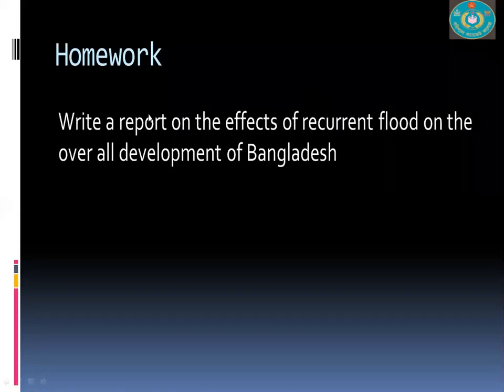Now, your homework. So we have covered how to write a report, what are the parts of a report, and what are the types of reports. With that knowledge, I'd like to ask you to prepare a report on the effects of recurrent flood on the overall development of Bangladesh.